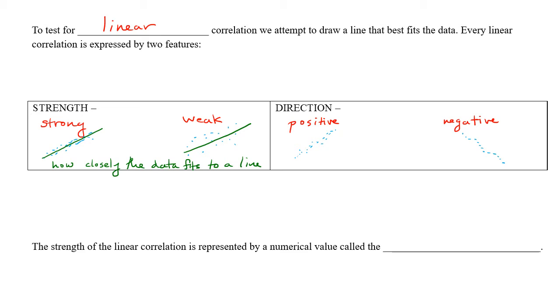And the strength of our linear correlation is something that we can measure, and we'll look at how that's computed, but for us it'll be called the Pearson correlation coefficient. And it'll be represented by the letter R.